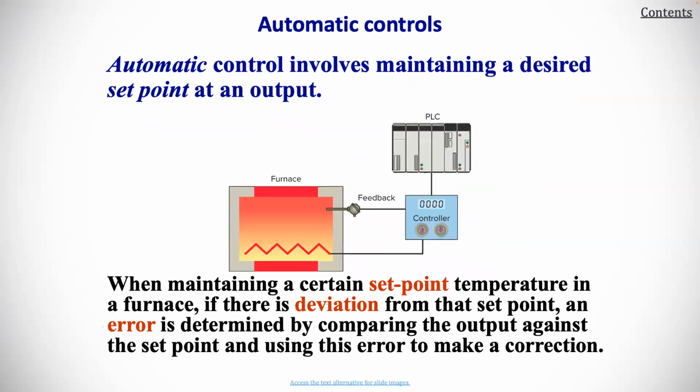Automatic controls involve maintaining the desired set point in an output. When maintaining a certain set point temperature in a furnace, if there is a deviation from the set point, an error is determined by comparing the output against a set point and using this error to make a correction.